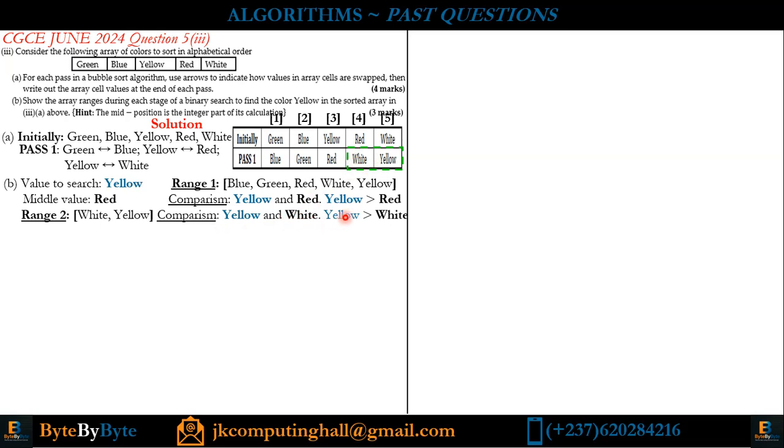And actually, yellow is greater than white, meaning that our range now is this sublist, as you can see. So for range 3 now, I simply have yellow, and when I compare yellow, the value I'm searching, with yellow, the only value in the list, there is a match, and we return the index 5, as you can see. So we return 5 as it is the index of the element we are searching for.